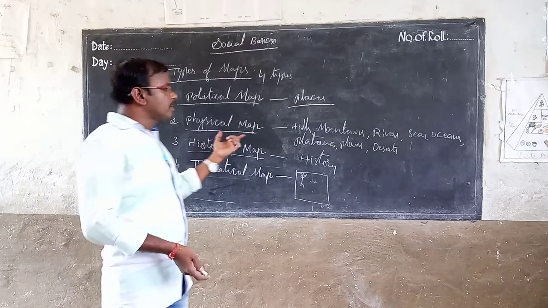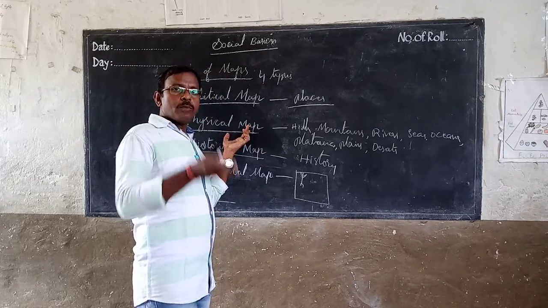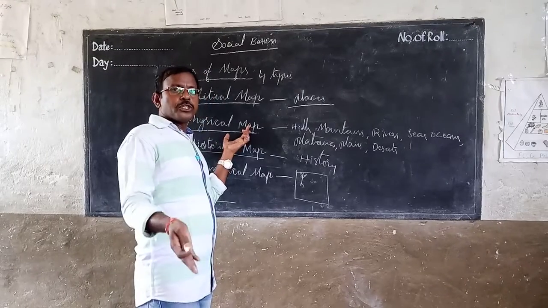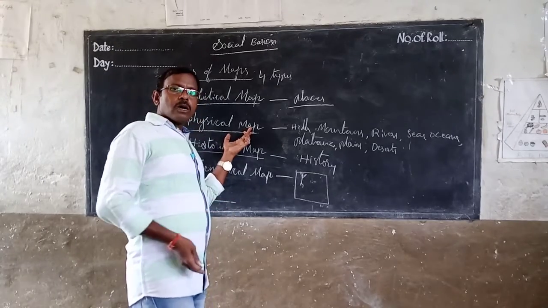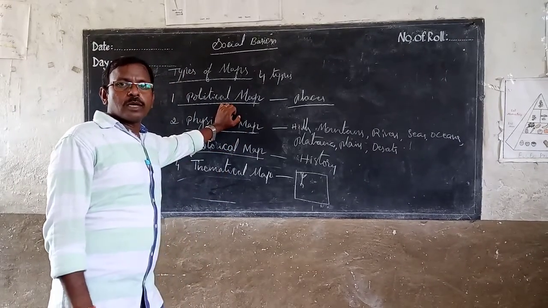The physical maps tell us the heights of places. How much height a mountain has, how much depth a sea or ocean has. We can also know this by seeing the physical maps: how much distance there is from one area to another area.